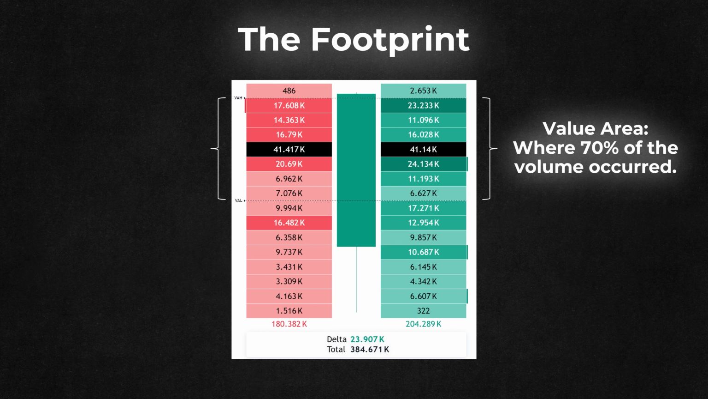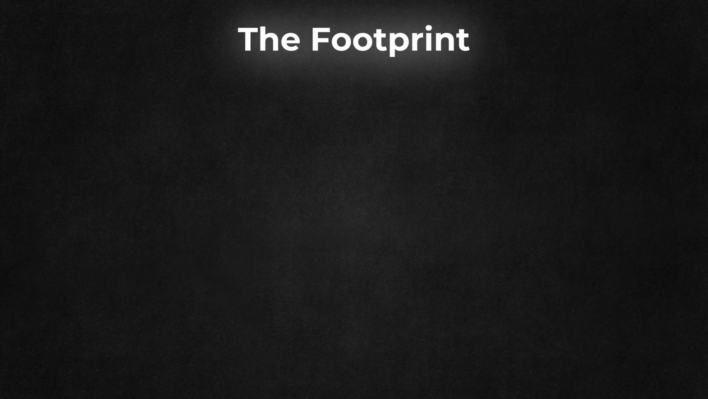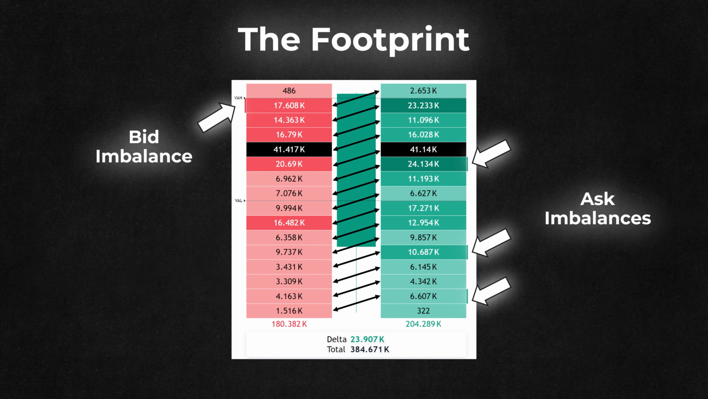The limits of the value area are displayed as VAH, which means value area high, and VAL, which means value area low. This is the same idea of the volume profile, but instead of measuring the volume distribution in a series of candlesticks, the footprint shows the volume distribution within the candlestick. Another important feature of the footprint is called imbalance, which is highlighted by green or red thin bars on the side of the price levels where the imbalance occurred.